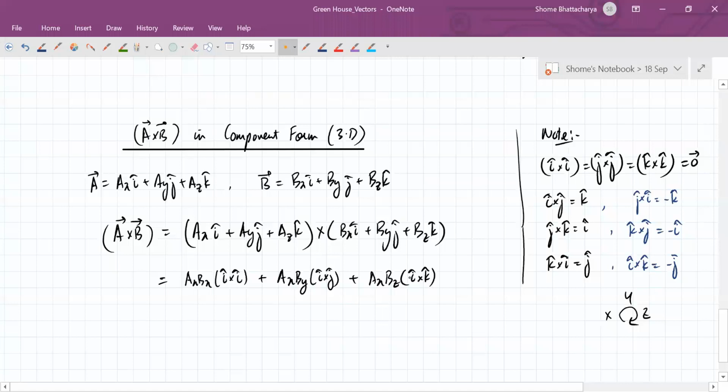Now just to keep this organized, I'm writing the second term with all three in a second row. Second with first is AY BX, so this will be J cross I. J cross I is minus K. Then second with second will be J cross J. And second with third will be J cross K, which is plus I.